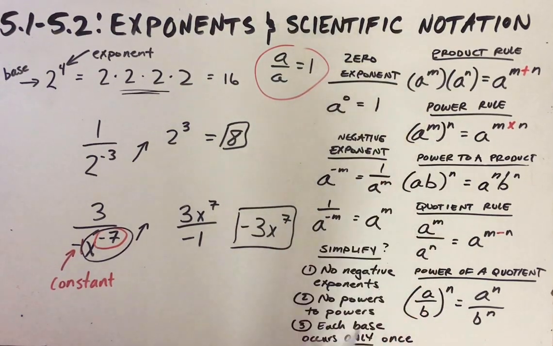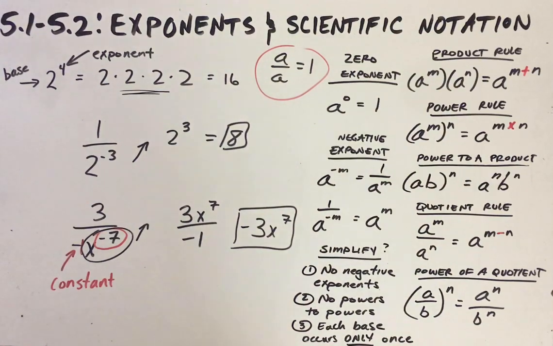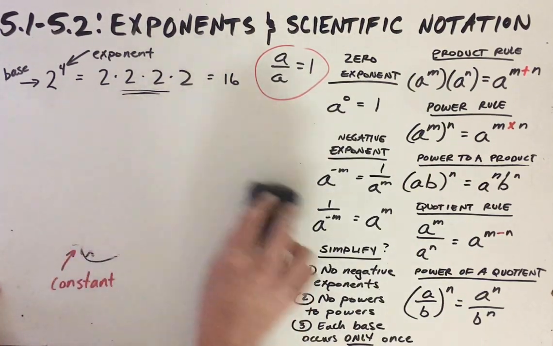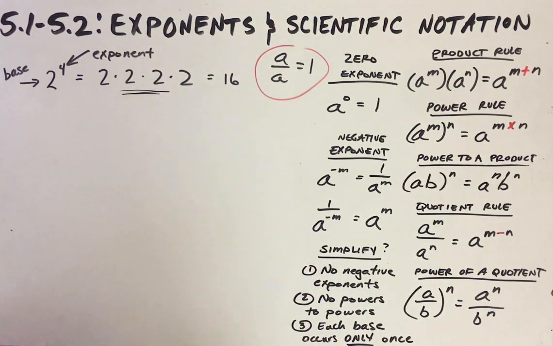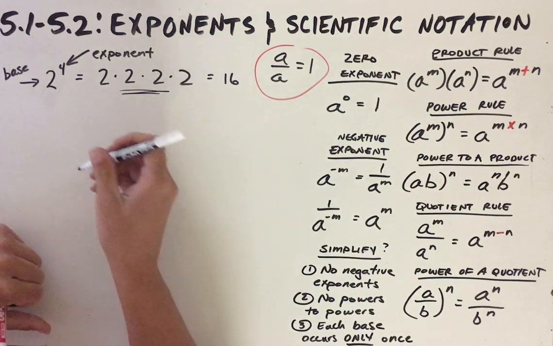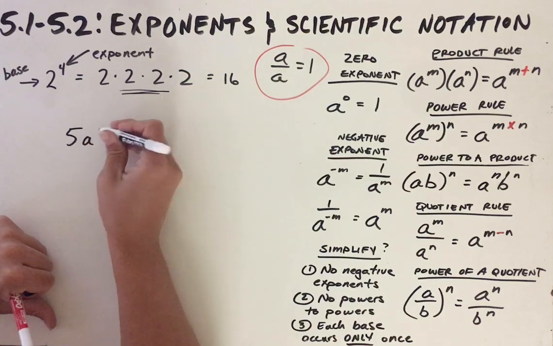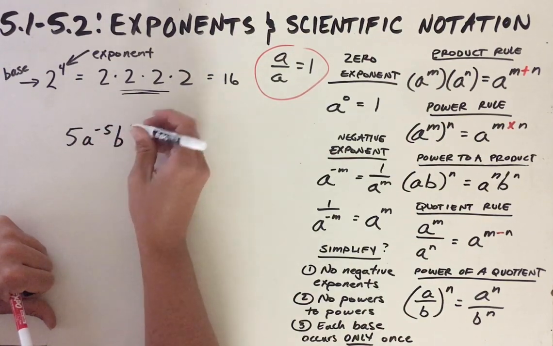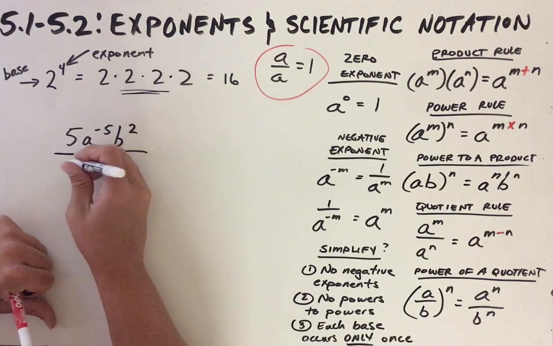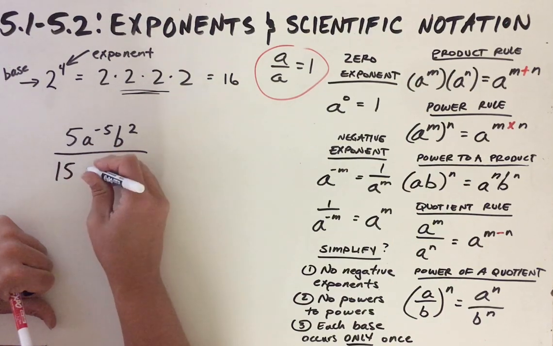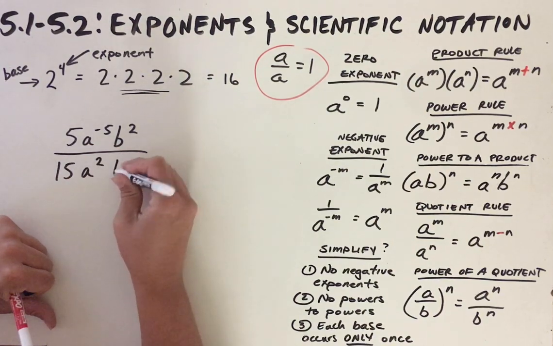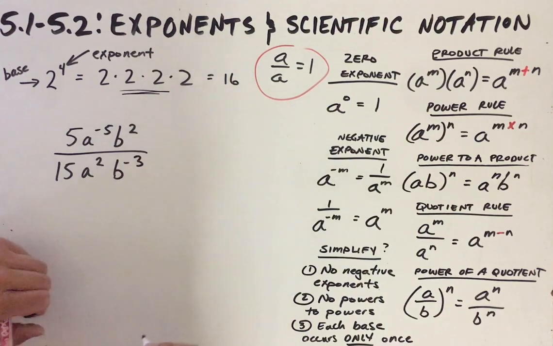Okay, so that's a few more examples of negative exponents and how they work. Let's do another couple here for simplifying a negative exponent. Let's say that I have 5a to the negative 5 b squared, all over 15a squared b to the negative 3. And I would like to simplify this.